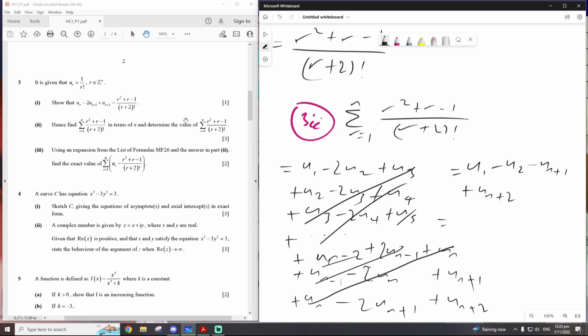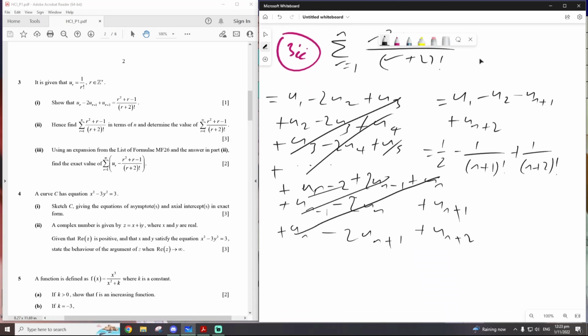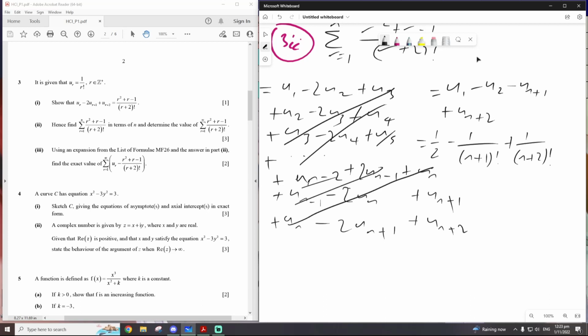U1 minus U2, so U1 is 1 and U2 is half. So you get half minus 1 over n plus 1 factorial plus 1 over n plus 2 factorial. Okay? And sum to infinity is half. Okay? And it should be quite obvious why that would be the case.